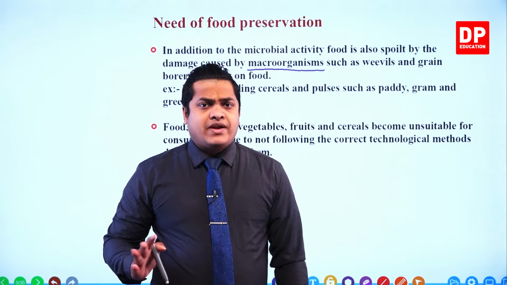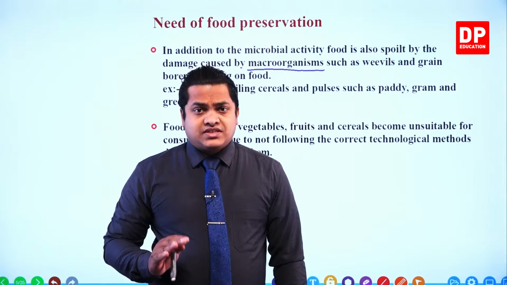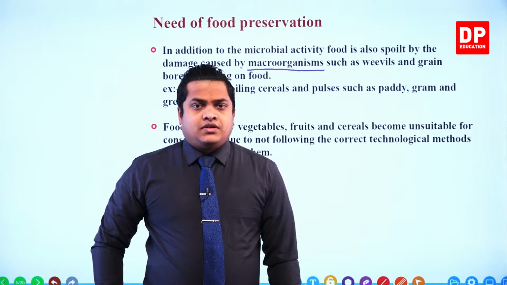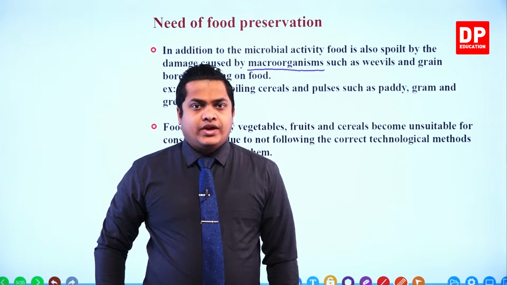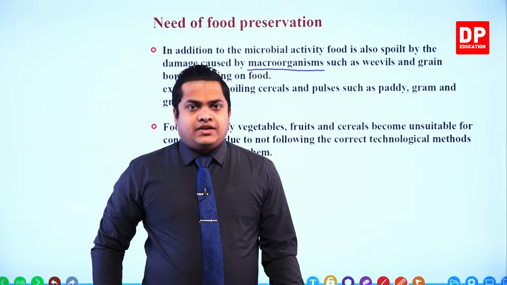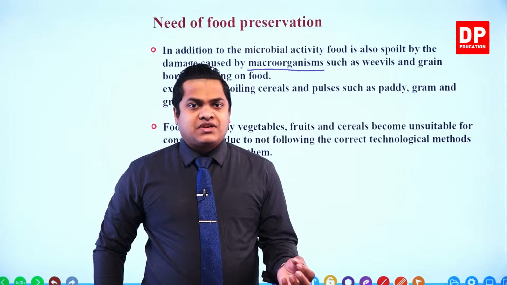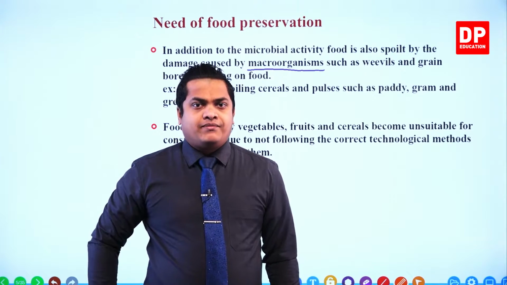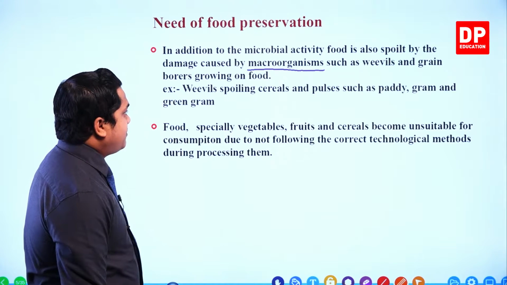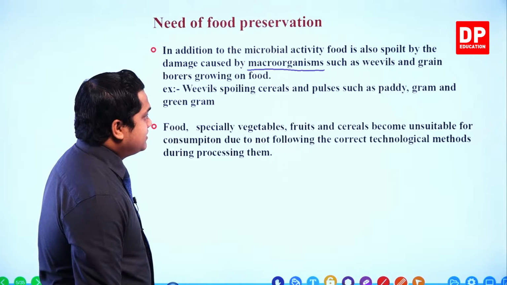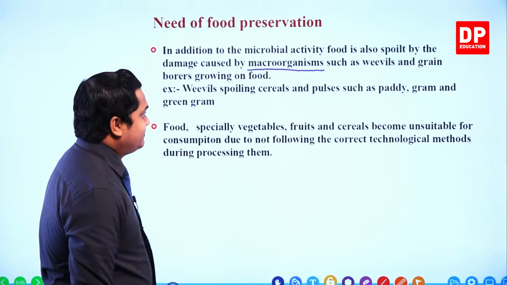So there are several macroorganisms who are going to support the spoilage of food. Okay, like weevils, fruit flies, rice borers, and so on. That's in addition. Addition means the main reason behind the spoilage of food is microorganisms. However, there are some macroorganisms who are going to help. Right then. So once again, examples given: weevils spoiling cereals and pulses. Right? Pulses such as paddy, gram and green gram.